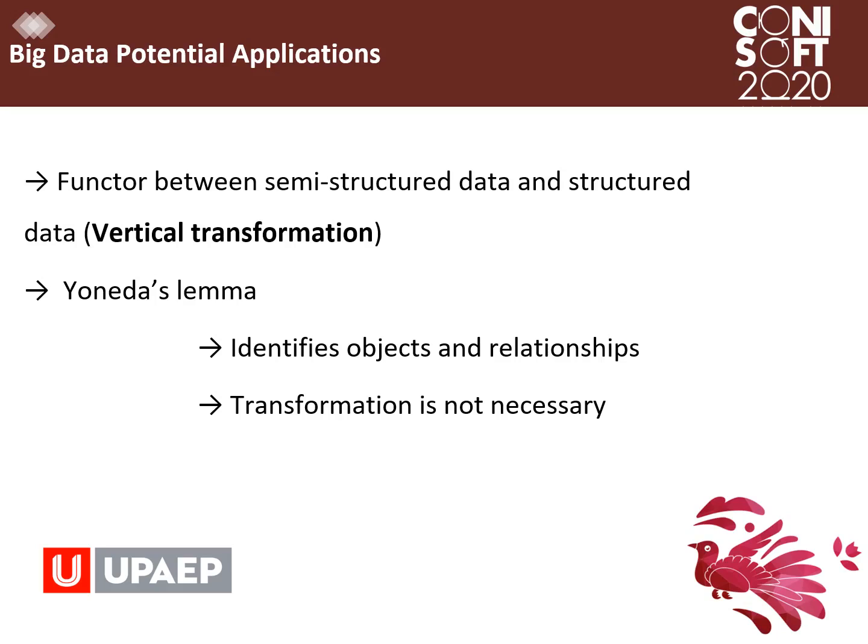To solve this issue, we can apply the previous theorem. In other words, Yoneda's lemma allows us to avoid the increase of abstraction by identifying a set that summarizes the relationships between data objects. Consequently, in this context, Yoneda's lemma avoids and simplifies transformations.